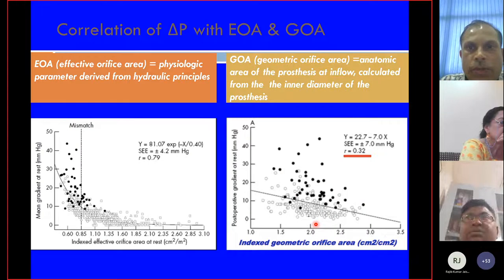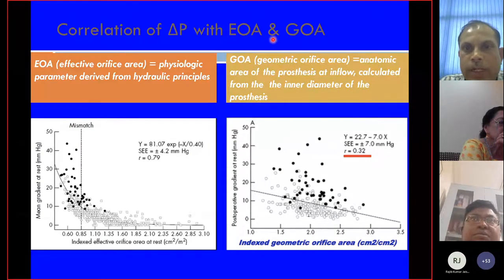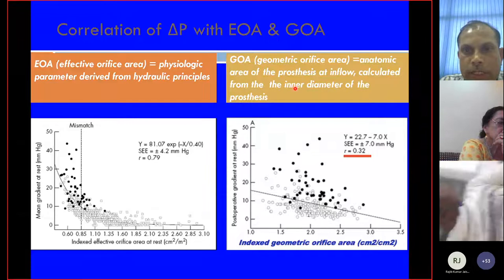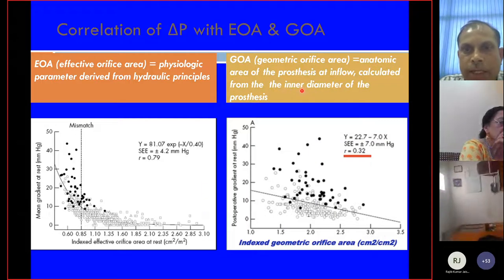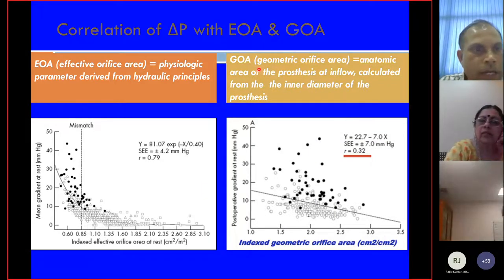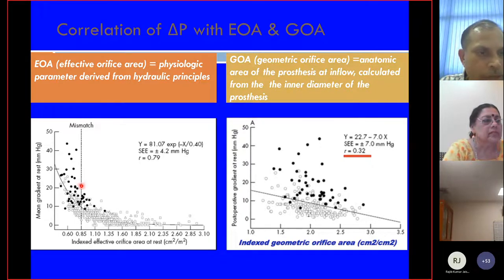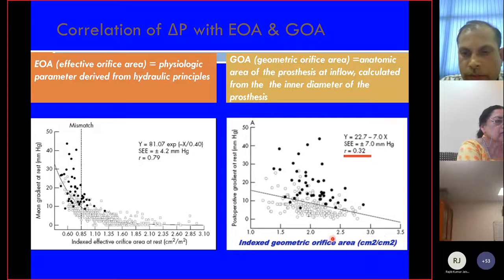Now you should know about the two orifices. The geometric orifice is the anatomic orifice, which can be measured by knowing the internal diameter of the valve. Another is the effective orifice area, which is a physiological parameter derived from the hydraulic principle. It is the actual flow area, the narrowest vena contracta through which the flow is actually happening. It has been found to have a very good correlation with the pressure gradient across the valve, while for the geometric orifice area there was hardly any correlation with the pressure gradient.